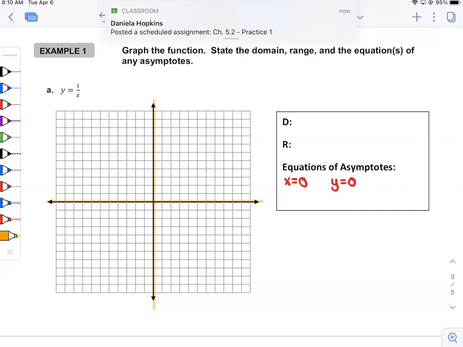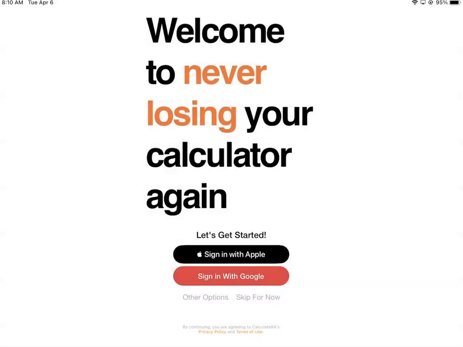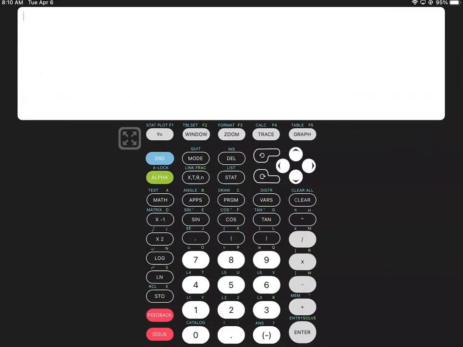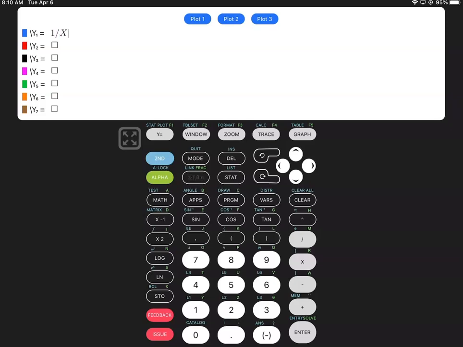And now we can put these points into our graphing calculator. So if you hop over to your calculator, hopefully you have an actual calculator, go to your y equals. Right, so when you're on the main screen, just hit y equals in the first column, and you can hit 1 divided by x. Your x is next to that green alpha button.